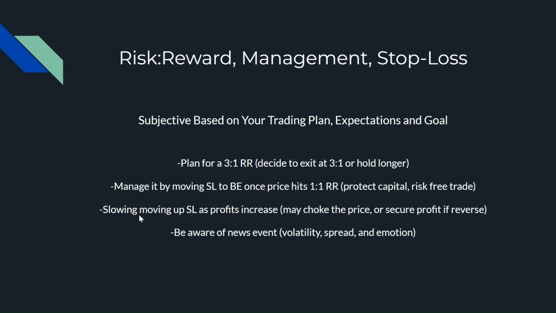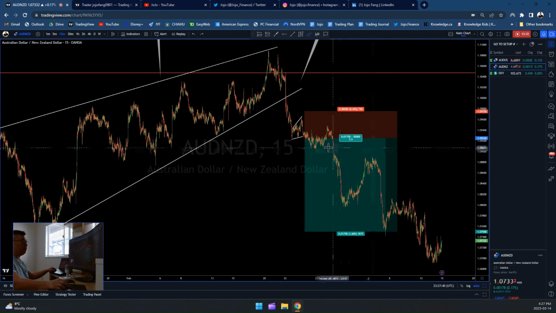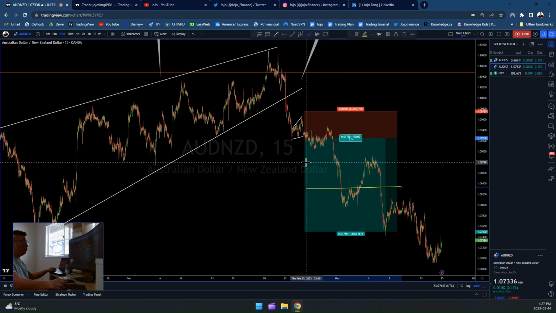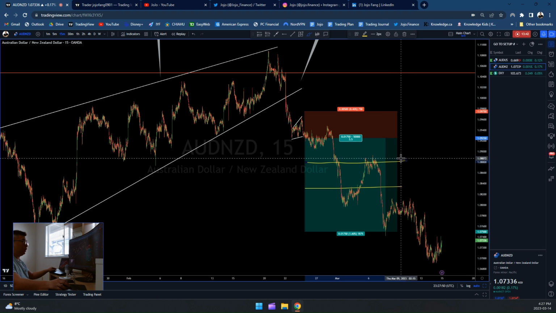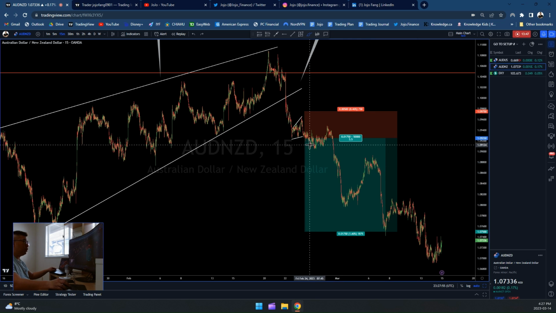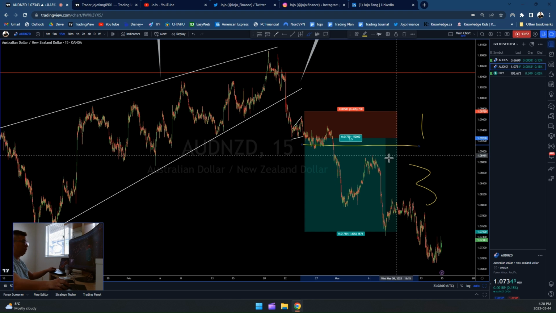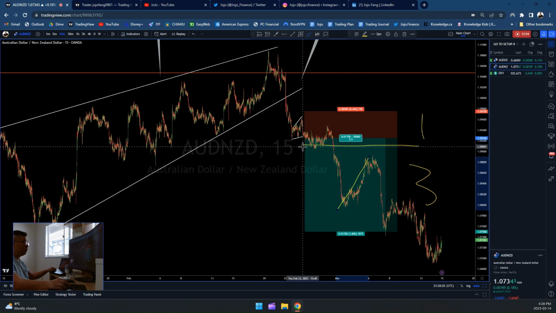Then I have a pretty steep pullback. And this is the part where we talk about slowly moving down the stop loss as profit increases. Sometimes you can choke the price, sometimes you secure the profit if it reverses. So this is one of the chances where you have to make a decision. As price moves down to about 2-to-1 risk reward, you can move the stop loss down to 1-to-1, and that might be a good way of securing profit if it does reverse. Or you feel like 3-to-1 risk reward is always your plan. You just keep your stop loss at break even, and if there are pullbacks, you're happy to take a break even.